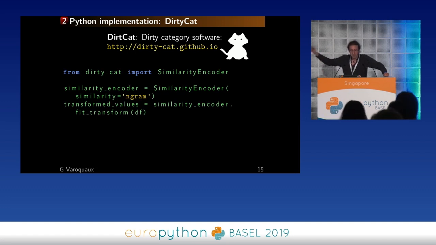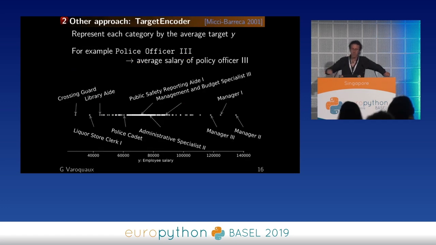And it provides similarity encoding. So the similarity encoder is just an encoder. It will work like Scikit-Learn. You can instantiate it saying which similarity you want to use, and then you can transform the column of the data frame or the data frame you're interested in transforming. So it's a drop-in replacement for one-hot encoding in Scikit-Learn. Now, I'll show you how it performs on real data, but before I show you how it performs on real data, let me present another approach that has been around for quite a while.